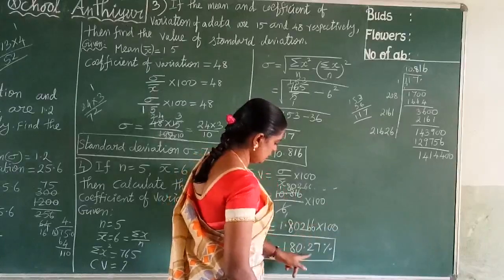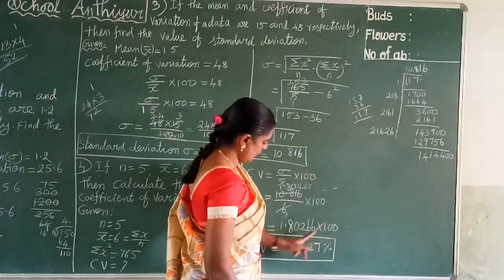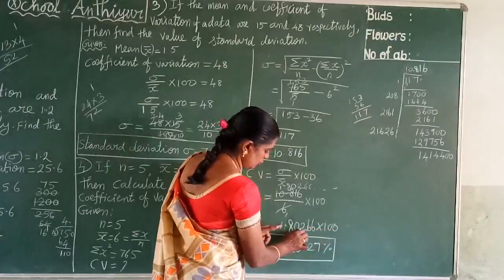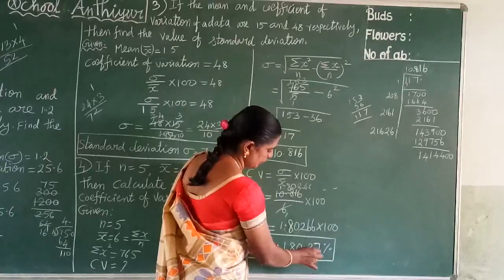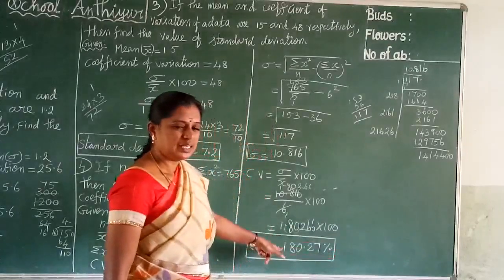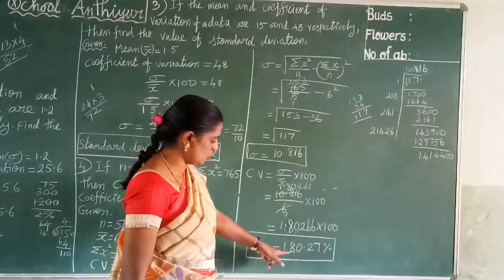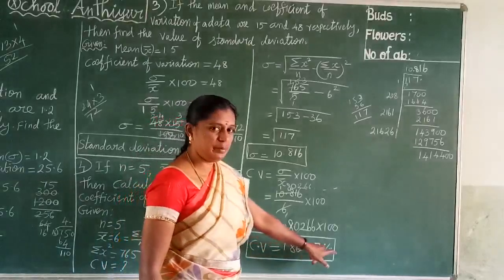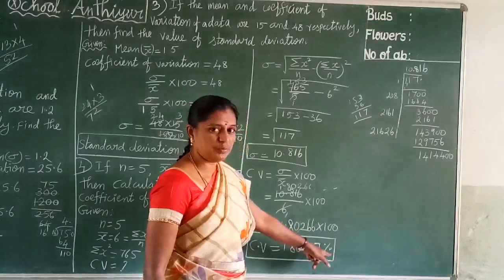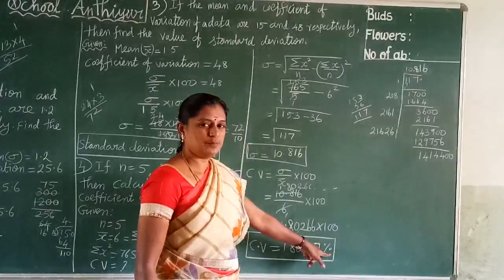So you convert by multiplying into 100. So move 2 decimals, 180.27%. Clear? So the coefficient of variation is equal to 180.27%. We multiplied by 100, so that's why we put the percentage symbol. Clear?